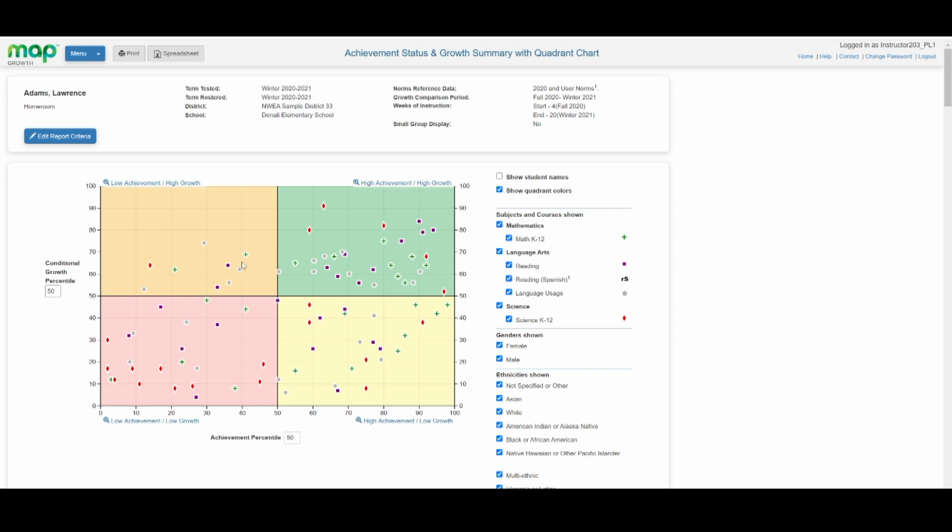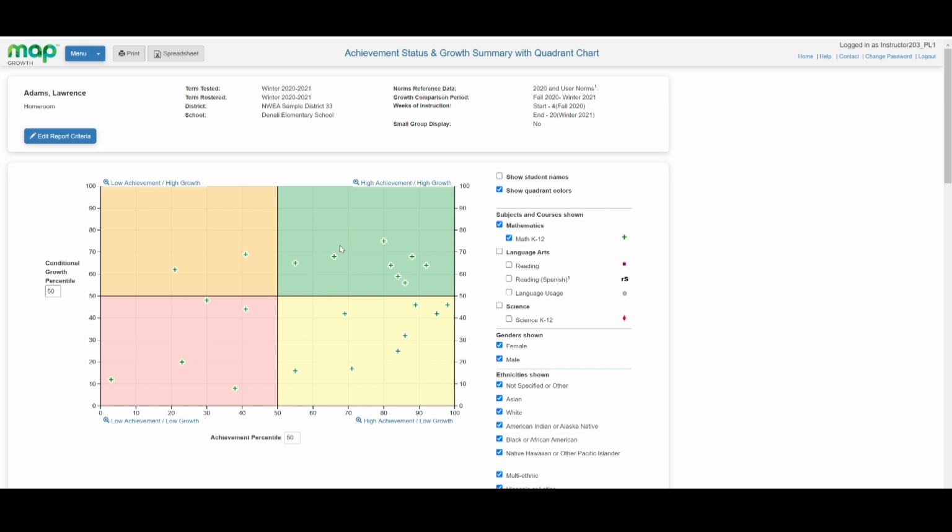Each of these data points represents an individual student's performance and growth in individual subject areas. So while there might be a lot of data points on here right now, let's just look at math. So I'm going to click off of language arts here. We can see dots disappear. I'm going to click on science, and those data points disappear. So I'm just left with students in math.